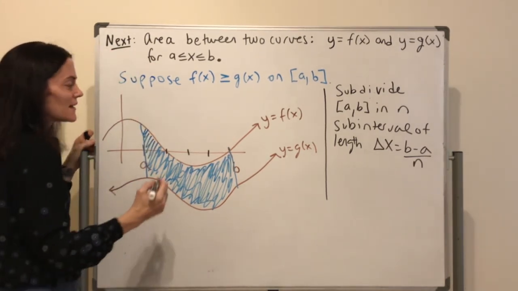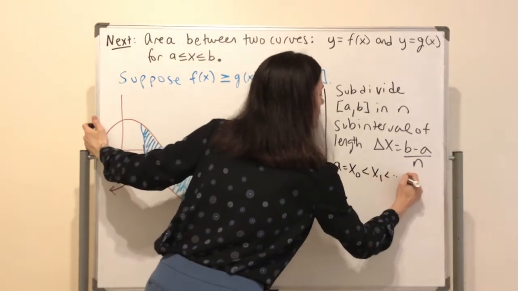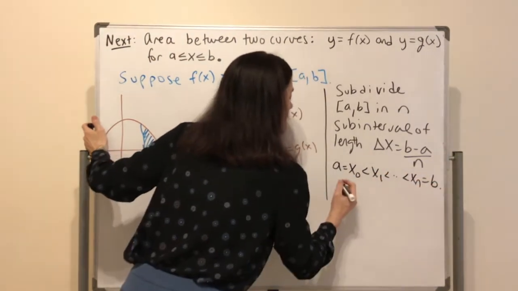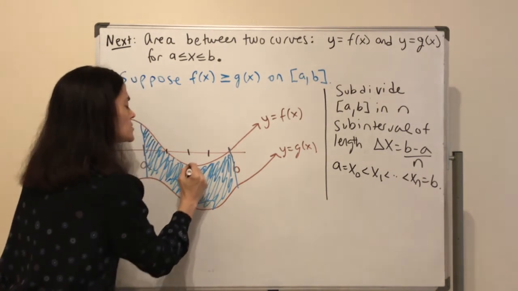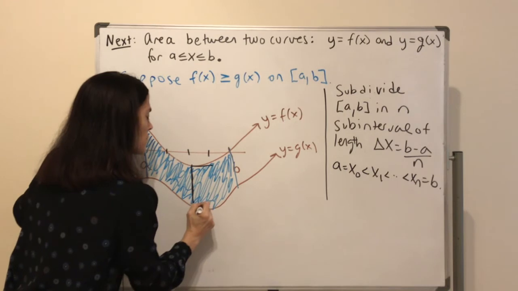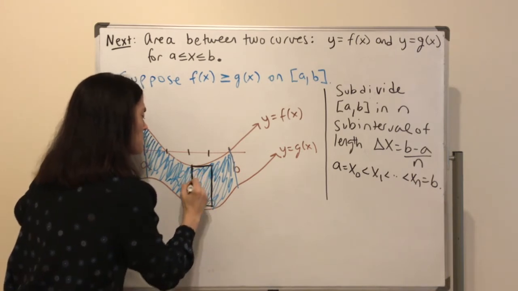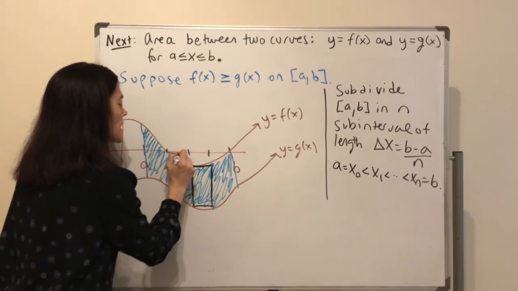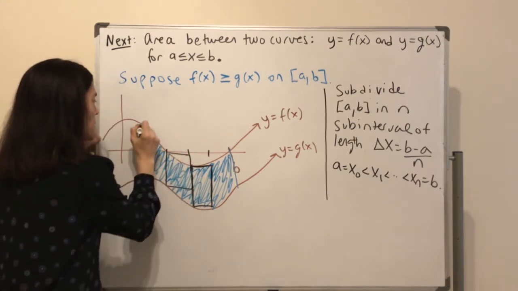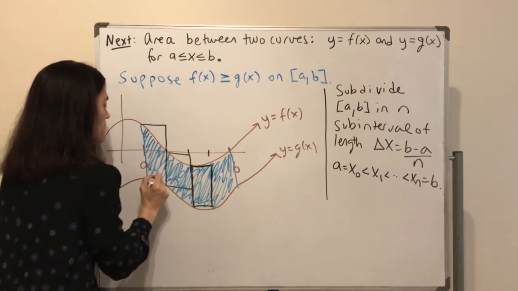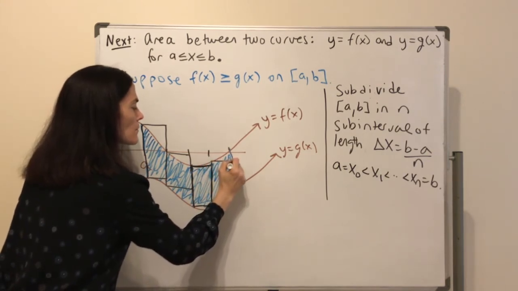And then we have this partition. And we can make this rectangle. Do I want to do a right? Let's do a left Riemann sum. Similarly here, I'm doing left, so it'll be here. It would be here. And it would be here.